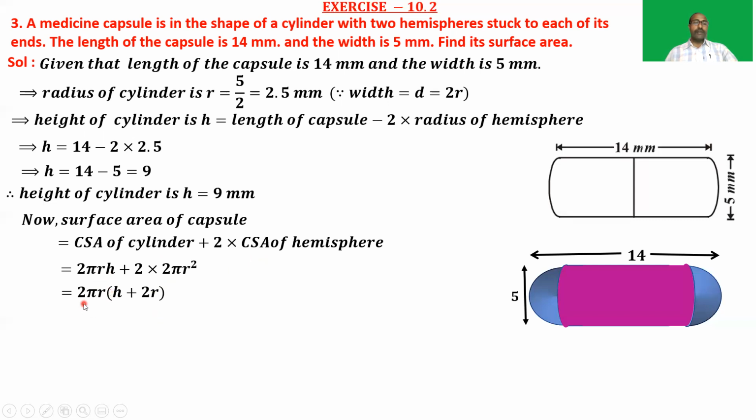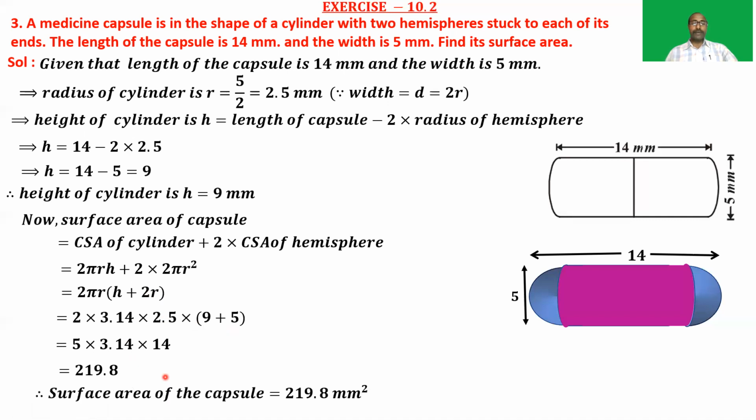equation. So we have pi is equal to 3.14, r is equal to 2.5, h is equal to the height of the cylinder, 9 mm, and 2r is 5. So after simplification, we get the value 219.8. So the surface area of the given capsule is 219.8 square millimeters. Okay.